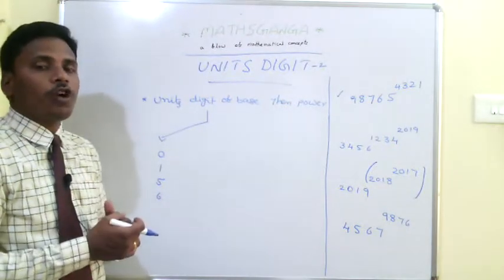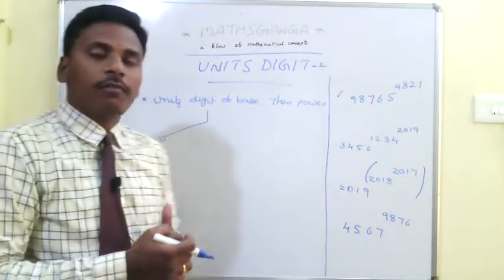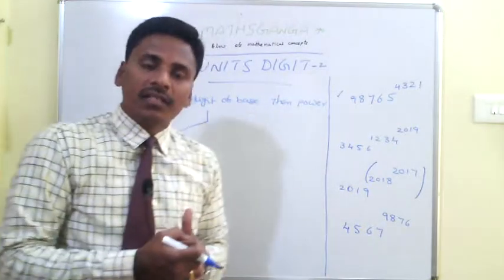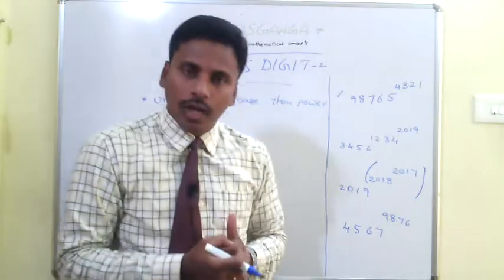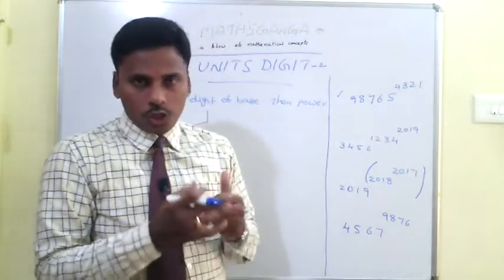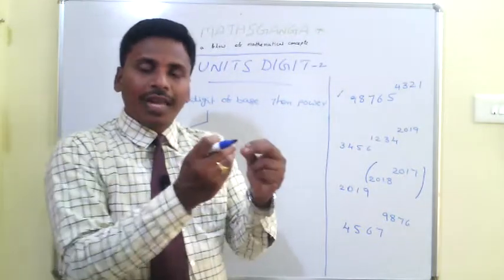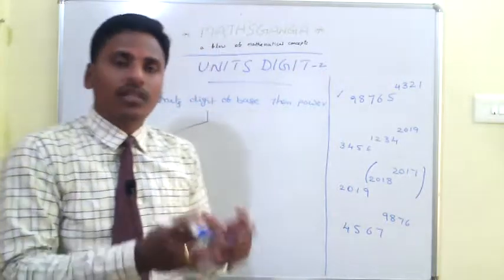In the same way, if you observe the powers of 6: 6 power 1 is 6, 6 square is 36, 6 cube is 216, 6 power 4 is 1296. It goes on like that. So 6 to the power of any number always ends with 6.